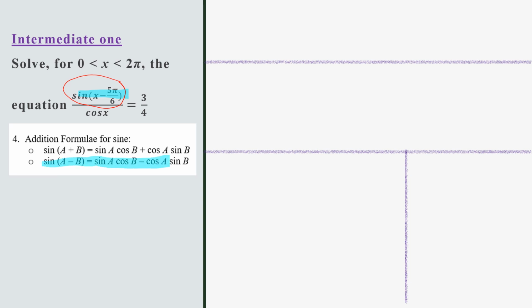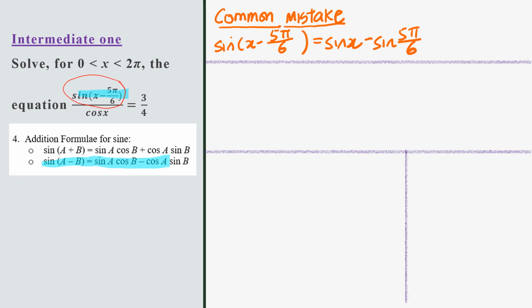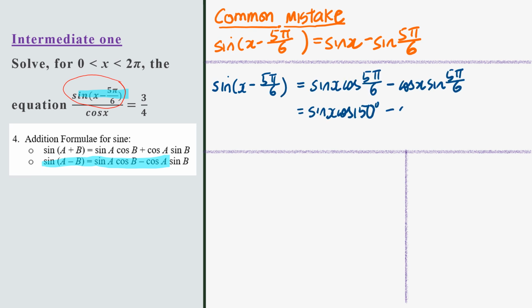What kind of mistakes may you make? You may think that sine bracket x minus 5 pi over 6 is sine x minus sine 5 pi over 6. That is not correct. The correct one will give you sine x cos 5 pi over 6 minus cos x sine 5 pi over 6.